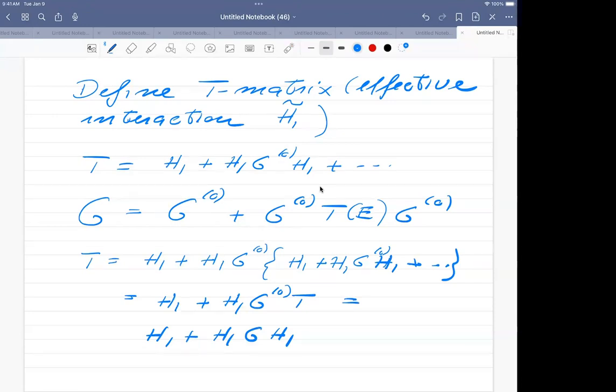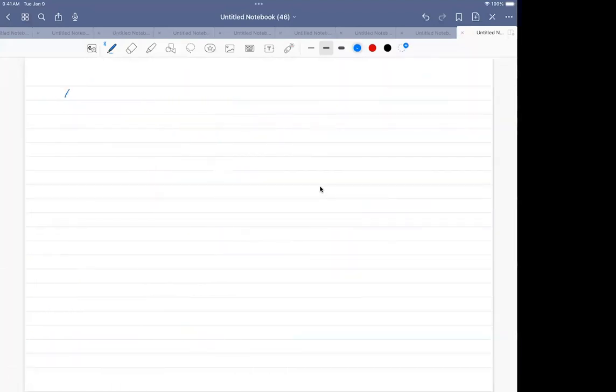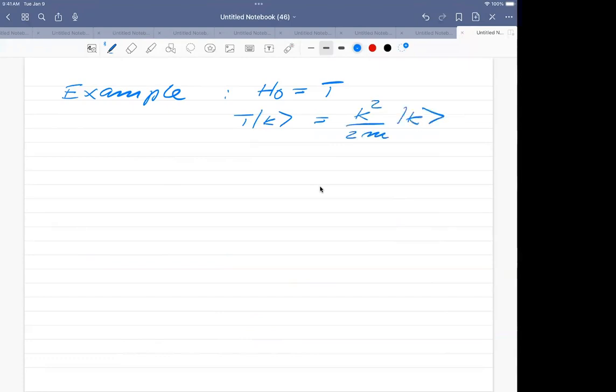So let's now look at an example. What we are assuming is that H0 is just the kinetic energy of a given particle. So that means that if I act with T on a state K, then I have K squared divided by 2m multiplied with K. And here I'm taking the liberty of using this particle physics notation with natural units. So I put these quantities to 1.